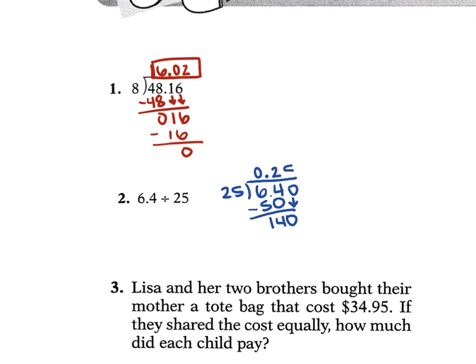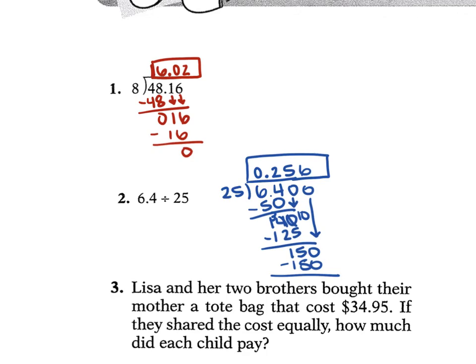25 goes into 140 5 times with 125. We subtract these. This is going to become a 10. This becomes 3. So that's 15. Bring down the 0. So 150. 25 goes into 150 6 times with 150. So this gives us 0.256.